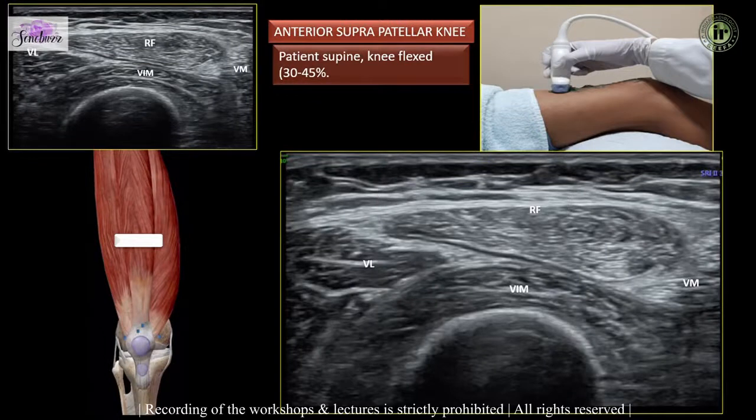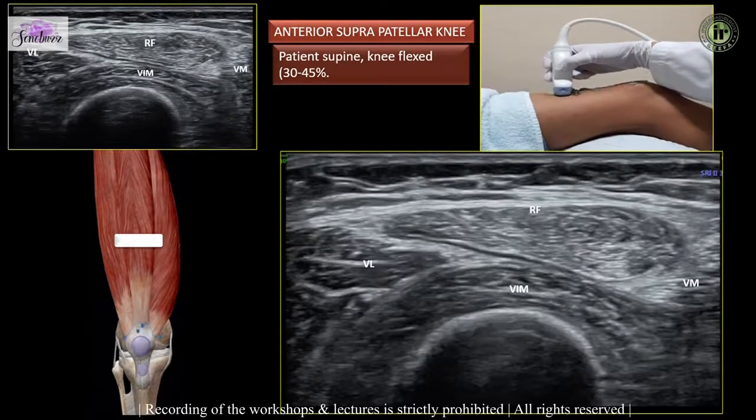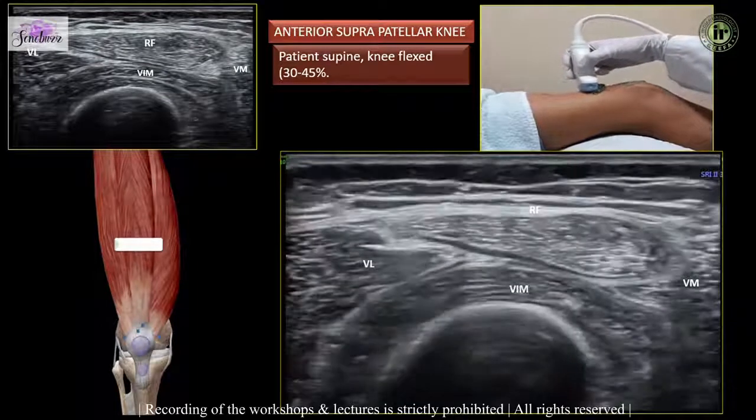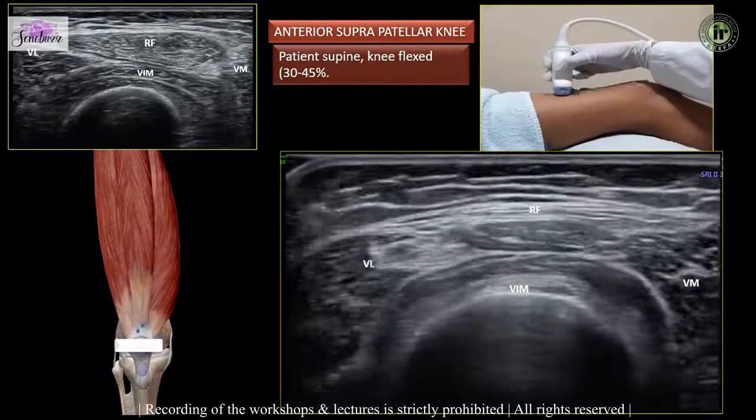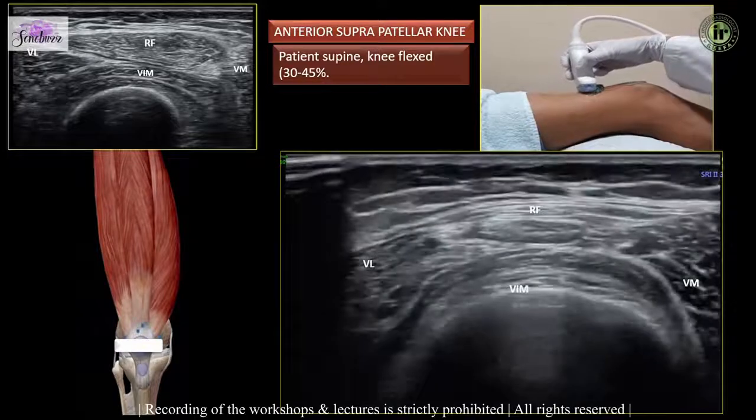So in the thigh, the rectus femoris is the most superficial structure, and the vastus lateralis and medialis are the intermediate layer, and the deepest layer is formed by the vastus intermedius. As we move down, we can see the muscle fibers getting thinner, and they are apposed and ultimately diffuse to form the quadriceps tendon about 1 centimeter above the patella.